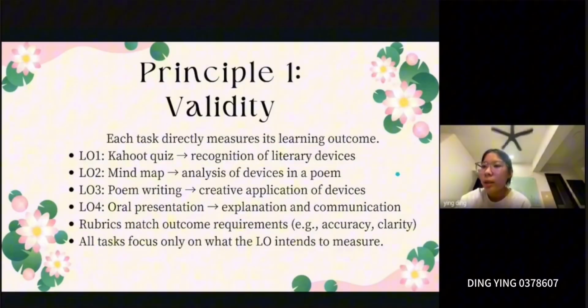LO3 is writing, where students apply 3 devices in a poem. This fits the outcome goal of creative application. LO4 is presentation, where students explain the devices they use. The rubric focuses on clarity and explanation, which align with the outcome. All tasks are aligned with their outcomes and measure only what they are meant to, so the plan is valid.